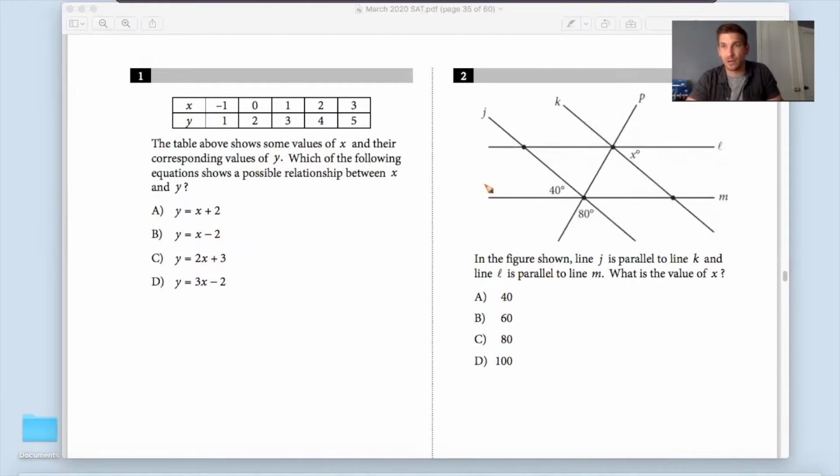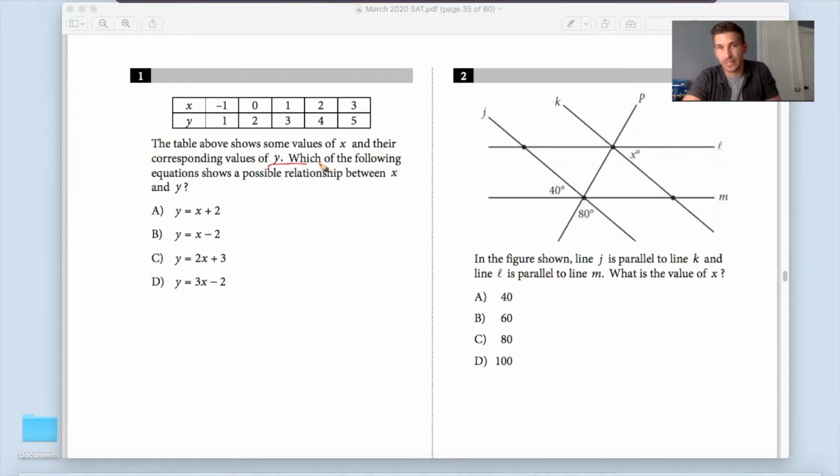I want to see if I can solve questions, I would say, 1 through 5 or 1 through 10 as much as possible in my head, or with very minimal writing, very minimal calculations. All right, so the question here states, the table above shows some values of x. Notice I immediately skip the table, right? I don't need that until I figure out what I need to solve. It says, which of the following equations shows a possible relationship between x and y?